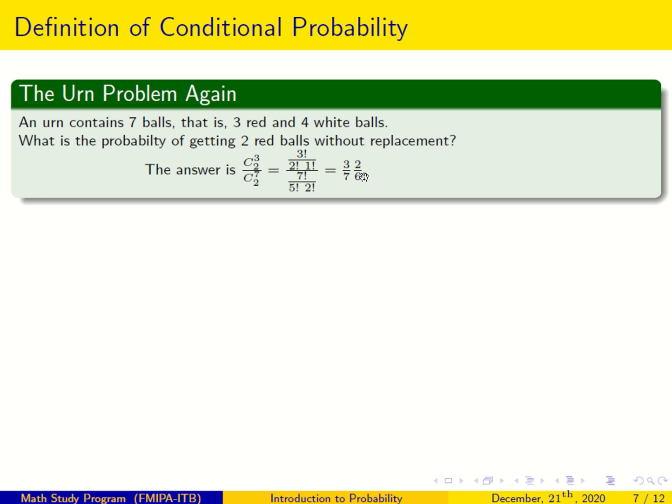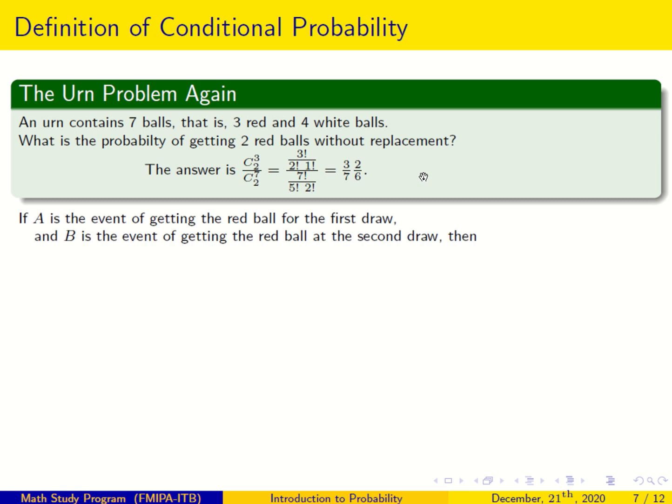So I have 3 over 7 times 2 over 6. And if I look at it carefully, 3 over 7 is just the probability of taking a red ball from 7 balls. And then 2 over 6 is the probability of getting a red ball on the second draw, given that the first draw is a red ball. So the red ball is just 2 out of 6.